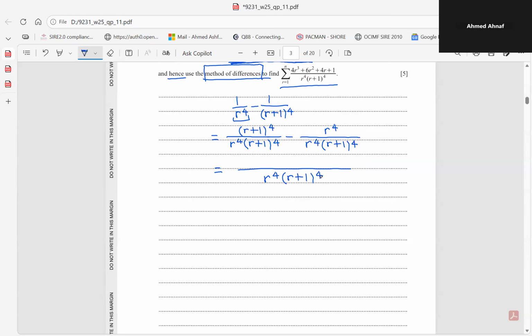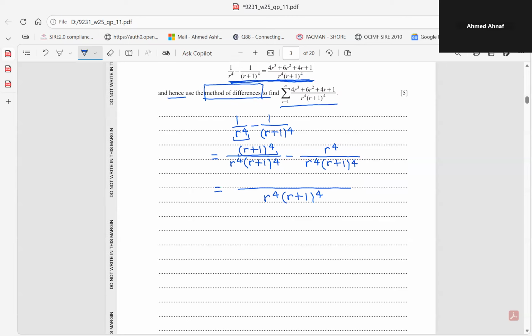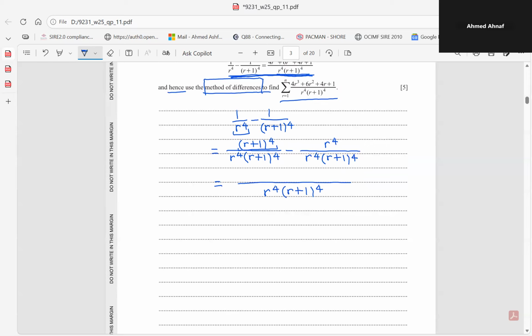Okay, so for this one, we're going to have to expand this expression here. To expand this out, we can use Pascal's triangle. So for the power 1, the coefficients would be 1, 1. This for power 2, 1, 2, 1. This for power 3, 1, 3, 3, 1. Power 4 would be 1, 4, 6, 4, 1. So this for power 4. So these are our sets of coefficients.